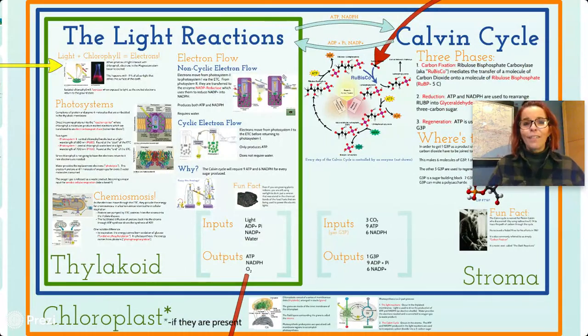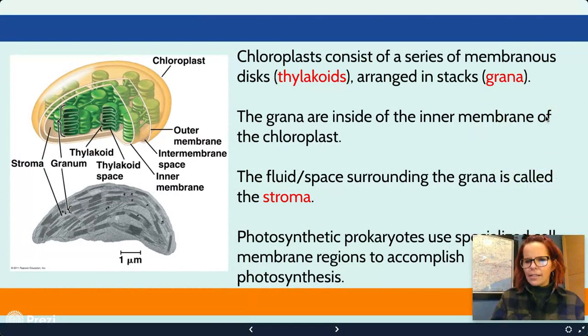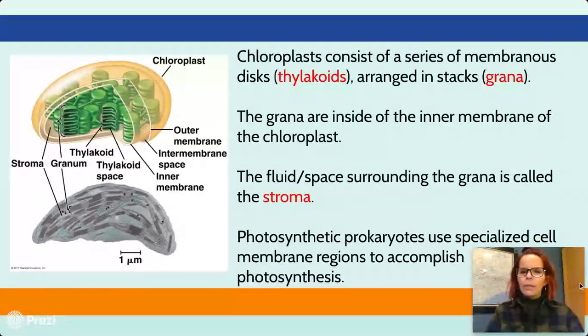All right, so let's talk about when light enters, what exactly is going on. So I already talked about this part, I guess. I forgot this was here. Chloroplasts consist of a series of membranous discs arranged in stacks called grana. The grana are the inside of the inner membrane of the chloroplast. The stroma is the liquid. Oh, one part that I didn't mention that is important.